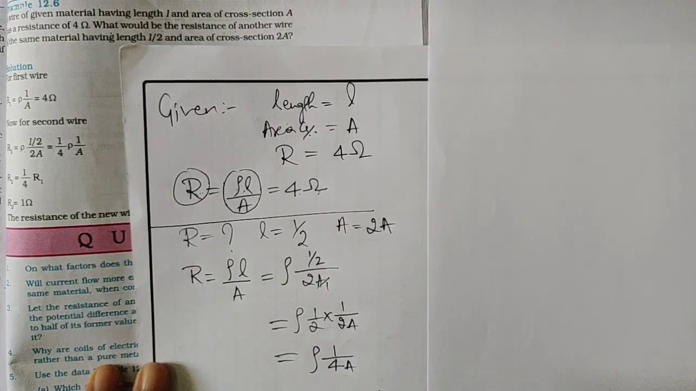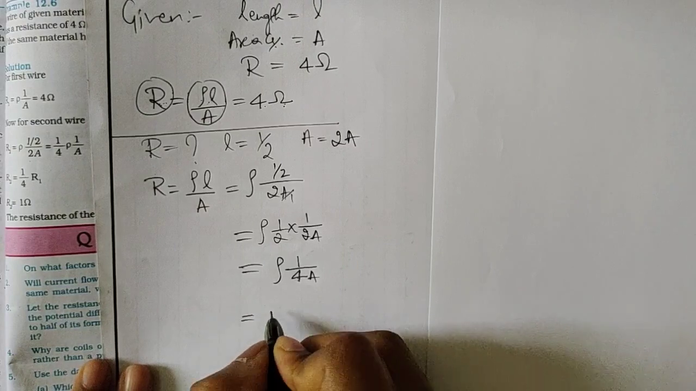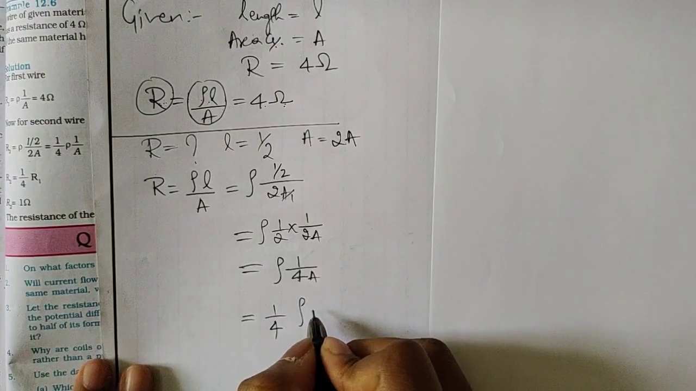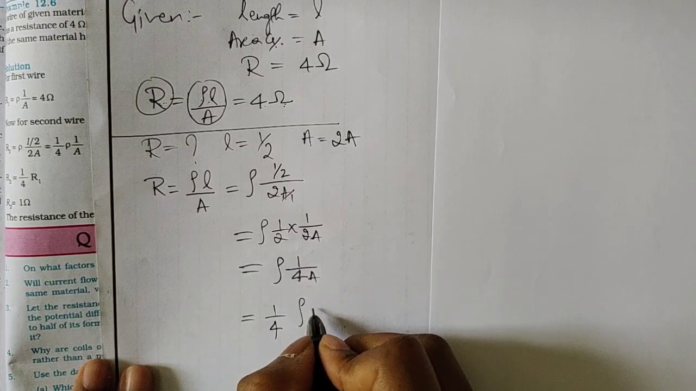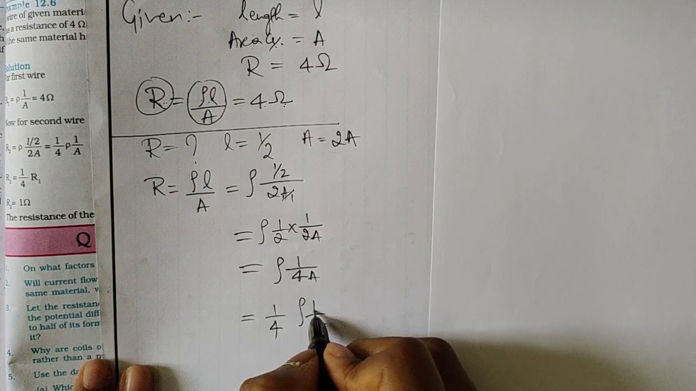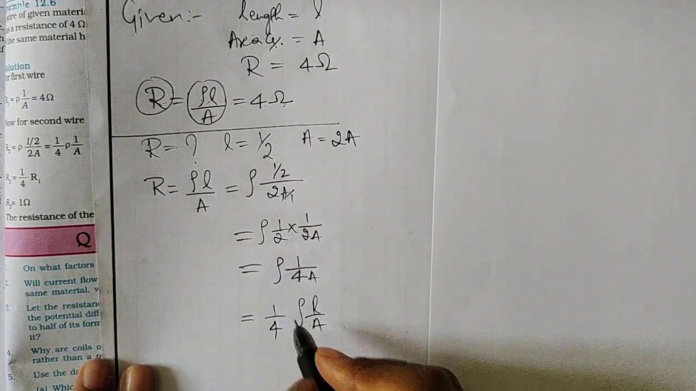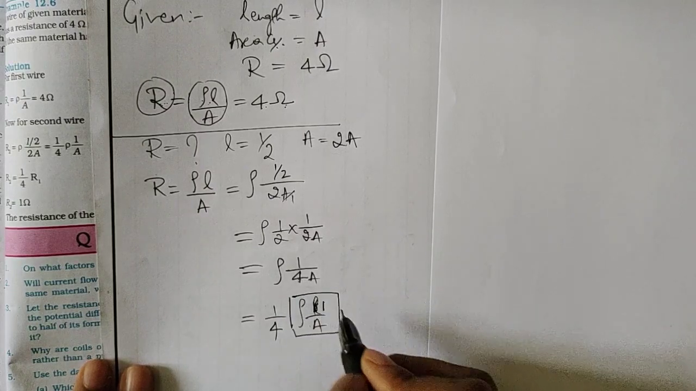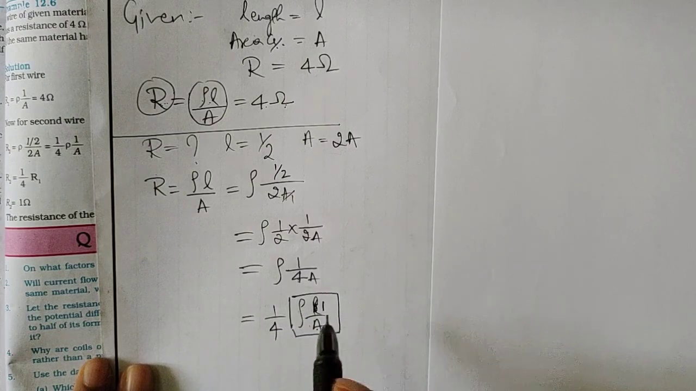So let me take this 1 by 4 outside. So all I get is now A, or I can assume this as L also, right? Because with the contribution of L value only we did, right? Now just you need to concentrate on this one. Either you can take it as L, or you can take it as just 1, or you can just take it as rho divided by A.